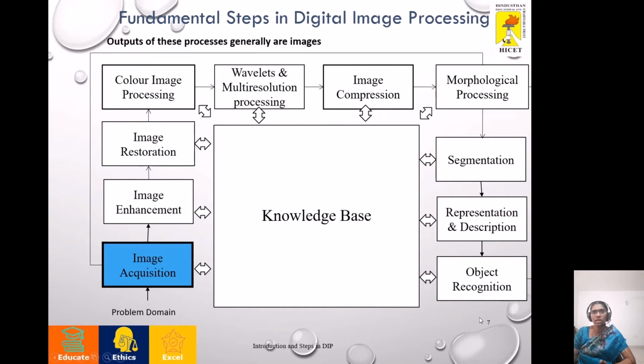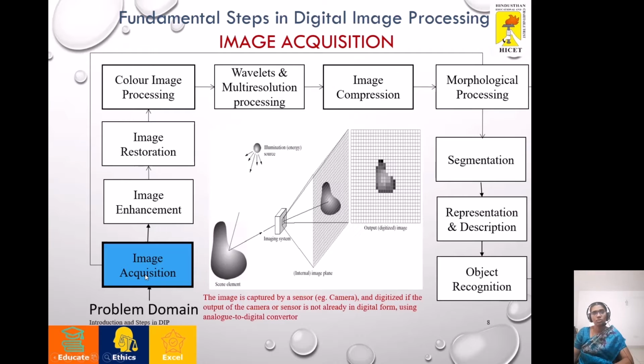So, these are the steps given, and all the steps are monitored and controlled by the knowledge base. From image acquisition to morphological processing, the input is an image and the output is also an image. Whereas from segmentation to object recognition, the output will be image attributes. Right? So, the first step is image acquisition.